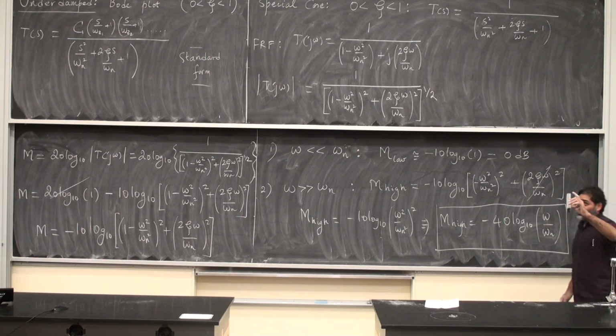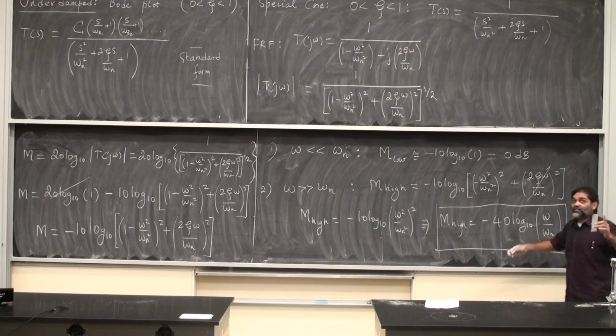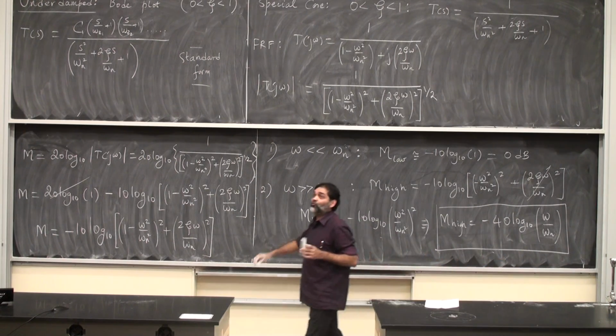So here is what happens. If you have an underdamped system, in this special case, I'm going to have a low frequency asymptote of 0 decibels. This is a high frequency. Please go to recitation. They're going to pick up on this, and I'm going to solve a problem on Wednesday.